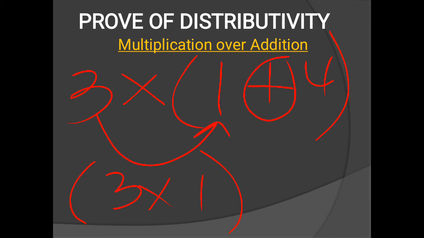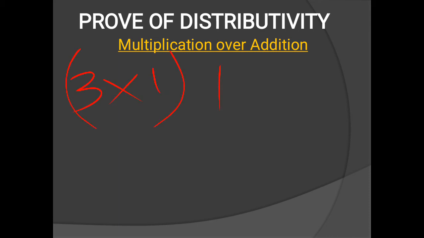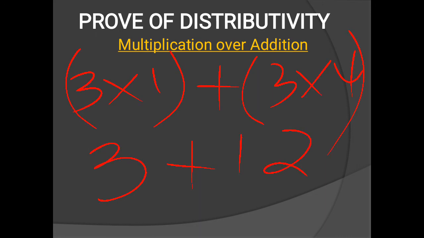Then plus my plus here, 3 times 4. So I have 3 times 1 plus 3 times 4. All right, so 3 times 1 is 3, plus 3 times 4, which is 12. 3 plus 12 is 15, just like we had.